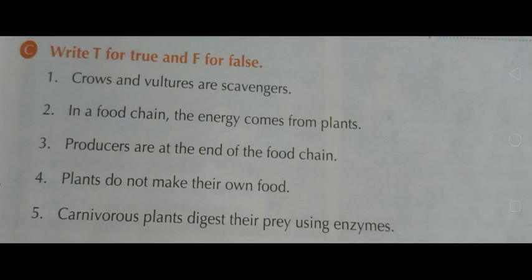In the next question, write T for true and F for false. The first one is: crows and vultures are scavengers; you have to write whether this is true or false. The second is: in a food chain the energy comes from plants. The third is: producers are at the end of the food chain. Fourth is: plants do not make their own food. Fifth is: carnivorous plants digest their prey using enzymes. I want all of you to try these at home on your own.